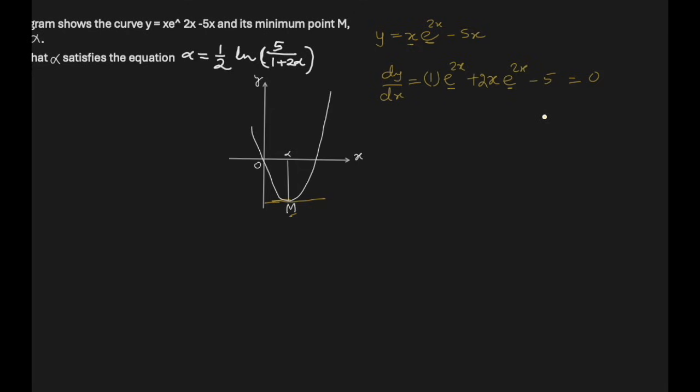So I'll bring 5 to the right side, and I'll take e to the power 2x common from this. So 1 plus 2x, right? So e to the power 2x is equal to 5 divided by 1 plus 2x by cross multiplication. Yeah. Now they want natural log.